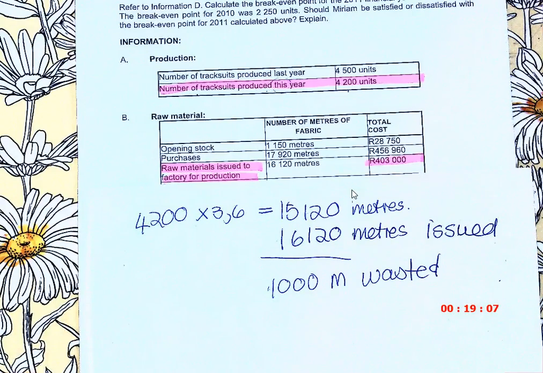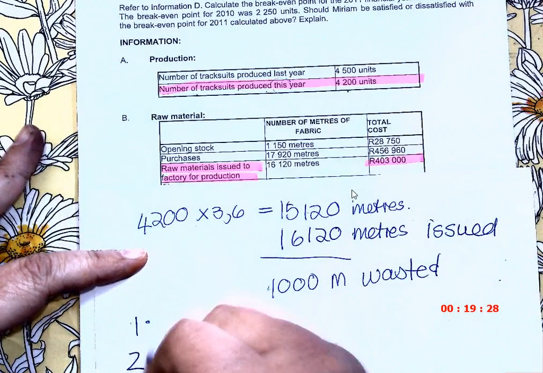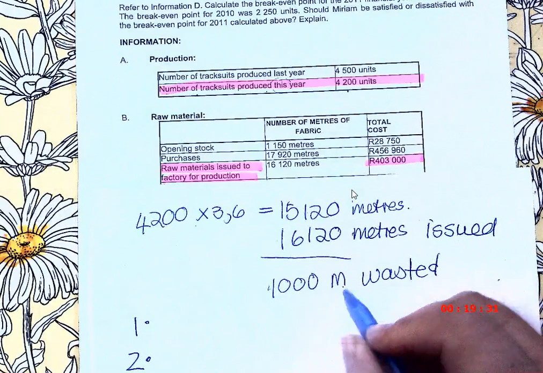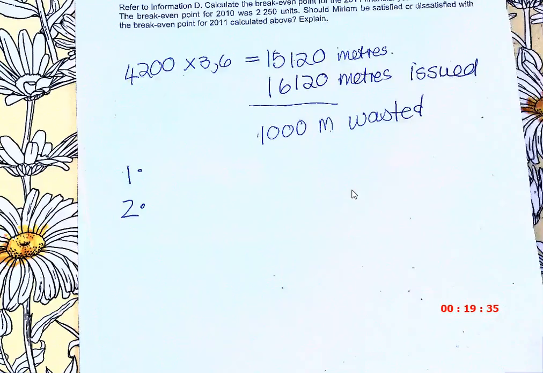so the next one, there has been no theft in the business. Give 2 examples of how the wastage could have occurred, and in each case advise Miriam to solve the problem. So there are 2 reasons why there is so much wastage, and how will she solve it? So what's the first problem? Why is stuff wasted?